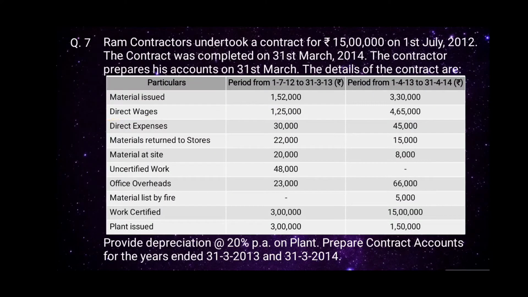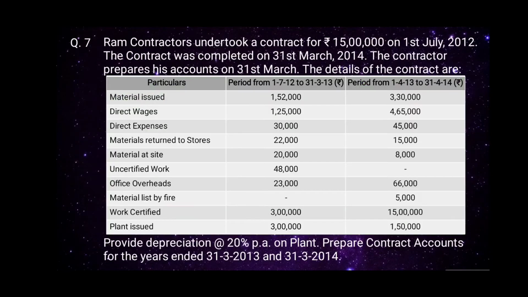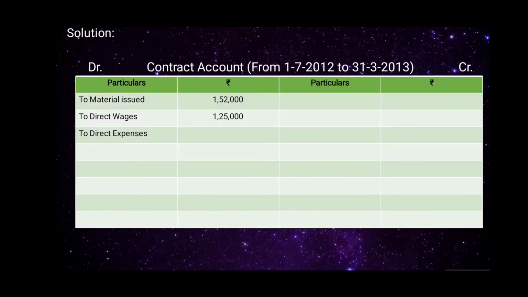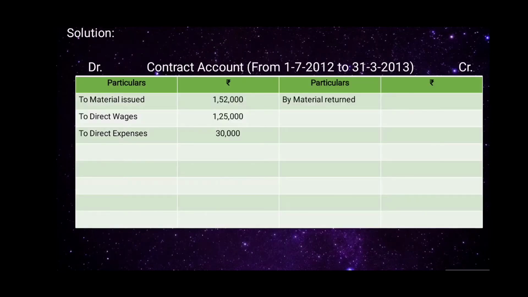Next, direct wages. Amount is given as 1,25,000. So we'll record it on the debit side of the contract account, to direct wages, amount is 1,25,000. Next, direct expenses, amount is given as 30,000. So to direct expenses, amount is rupees 30,000. Next, materials returned to stores, which is 22,000. So we'll record it on the credit side, by materials returned, amount is rupees 22,000.